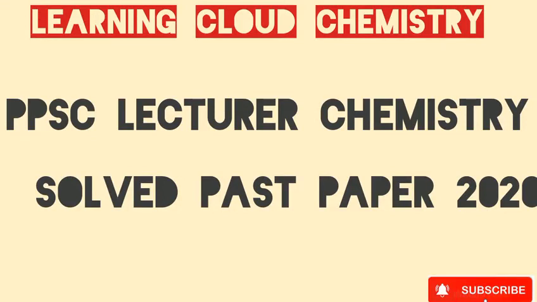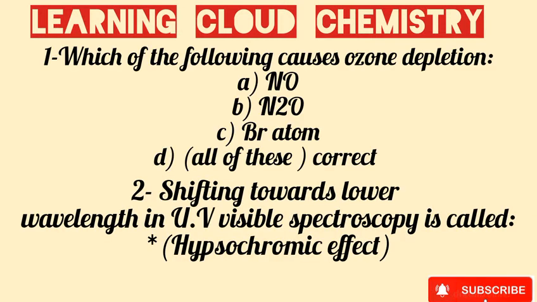Today I will discuss the PPSC Lecturer Chemistry solved past paper 2000. First of all, we will discuss the causes of ozone depletion. Ozone depletion is due to all of these factors. So the correct option is D.